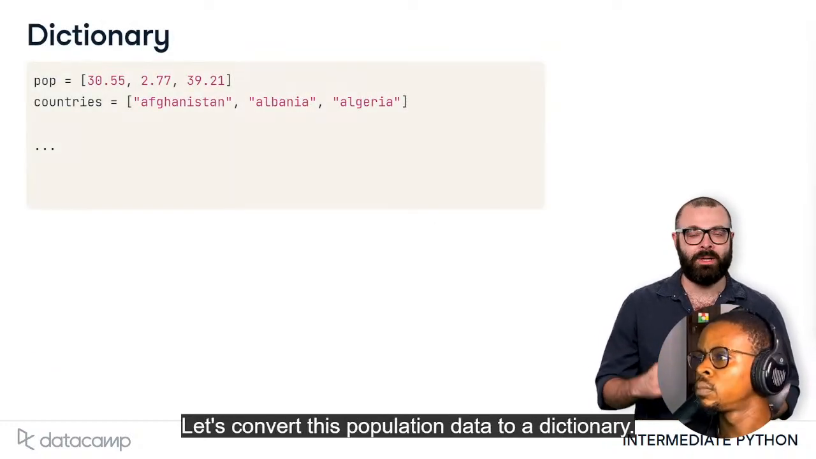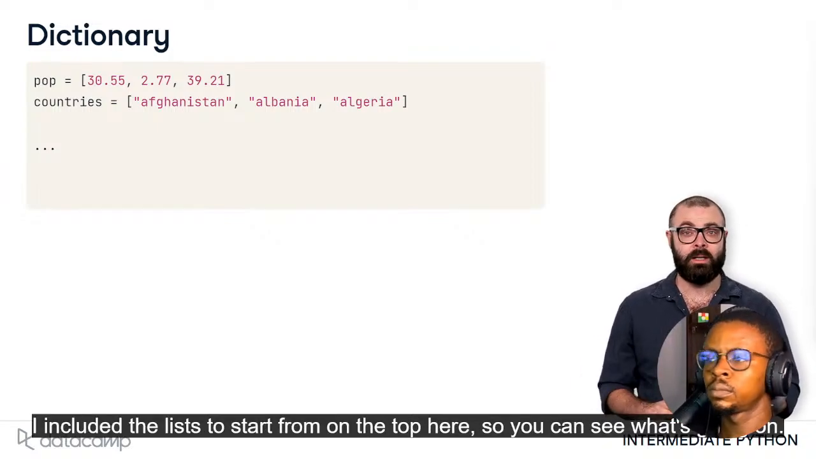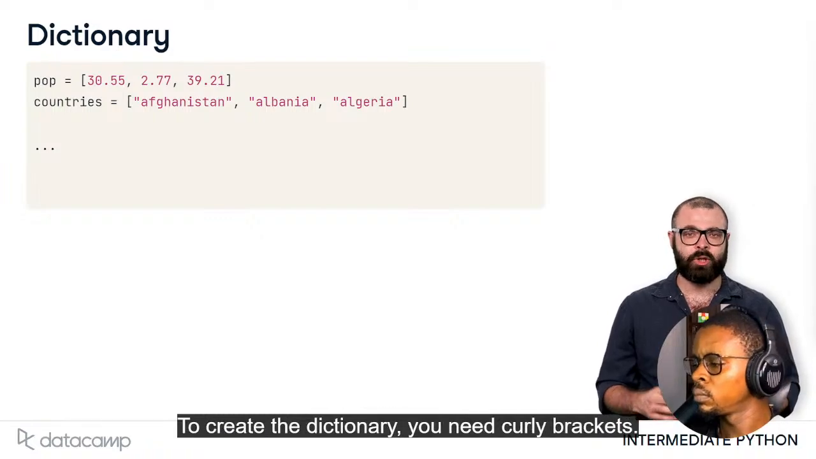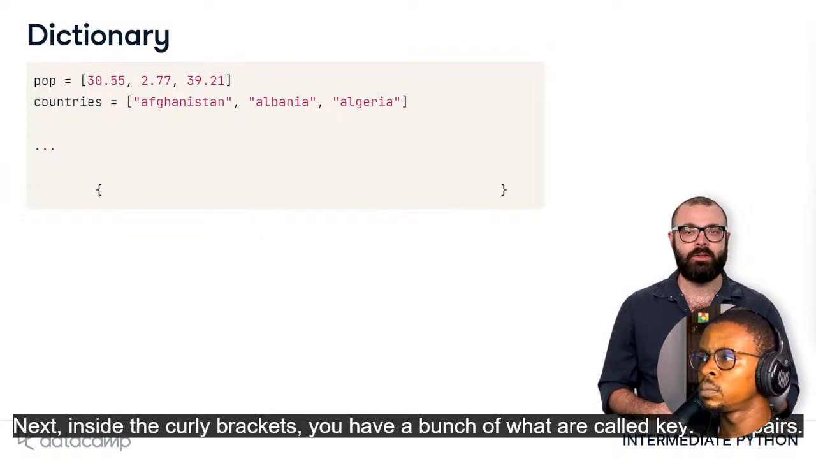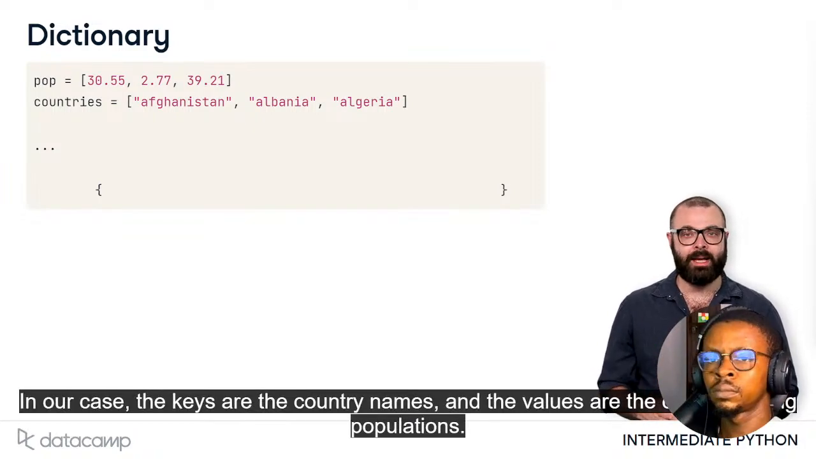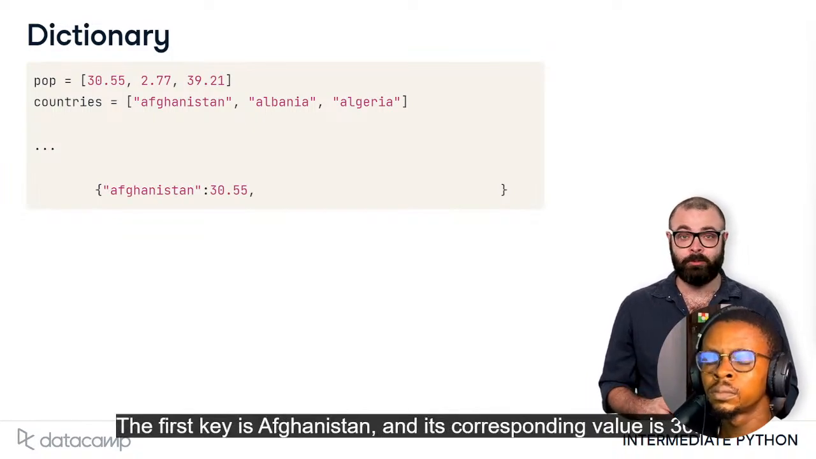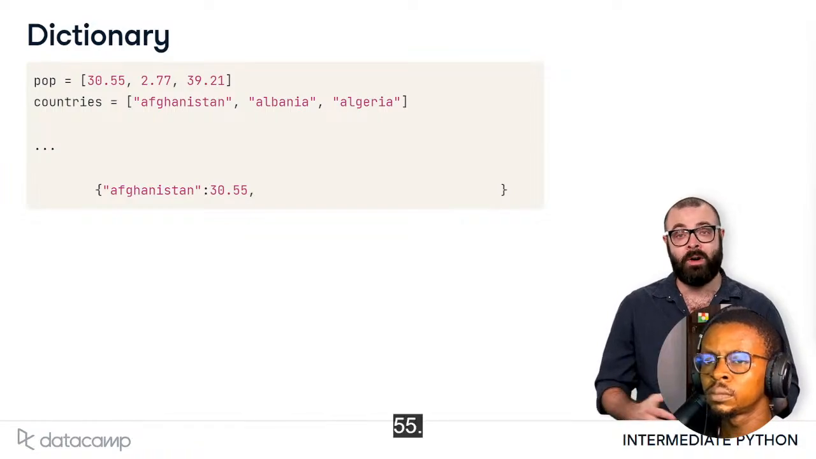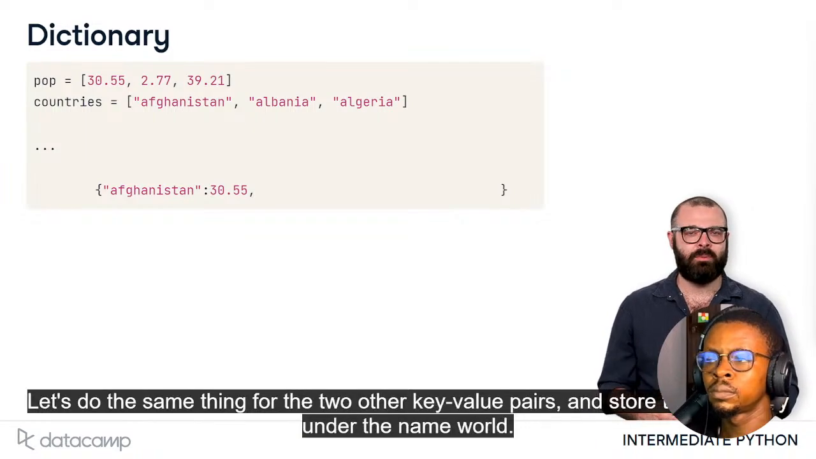Let's convert this population data into a dictionary. I included the lists to start from on the top here so you can see what's going on. To create the dictionary, you need curly brackets. Next, inside the curly brackets, you have a bunch of what are called key value pairs. In our case, the keys are the country names and the values are the corresponding populations. The first key is Afghanistan and its corresponding value is 30.55. Notice the colon that separates the key and value here. Let's do the same thing for the two other key value pairs and store the dictionary under the name world.